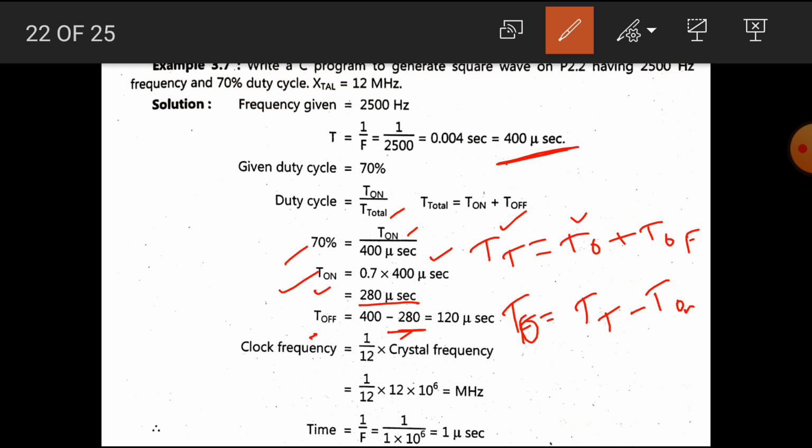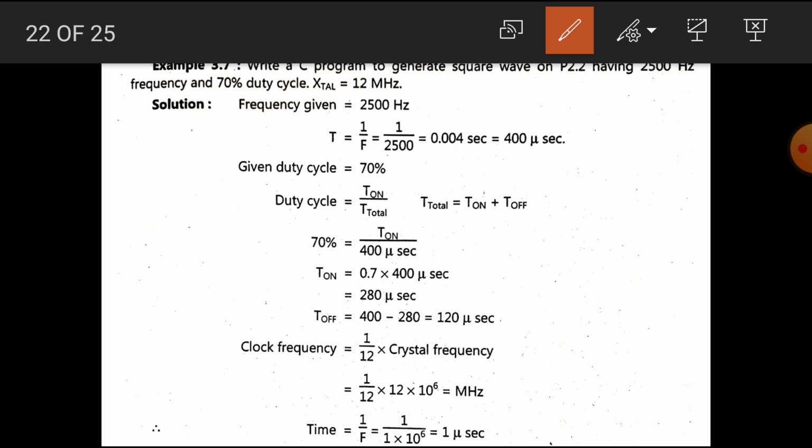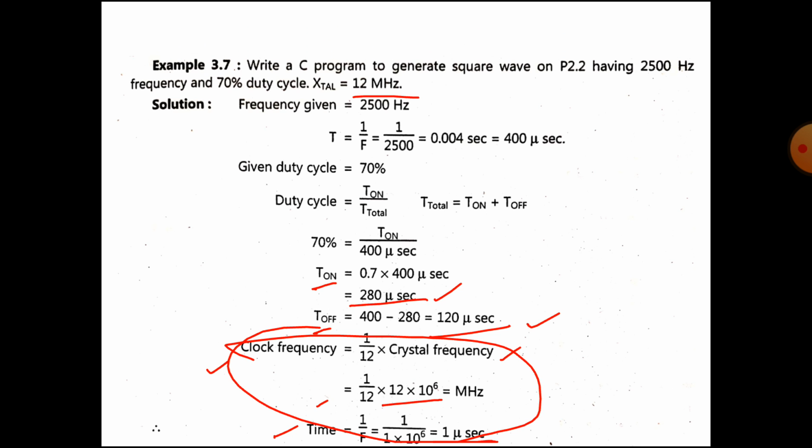I hope you all understand the calculations here. The value of T on is 280 microsecond and the value of T off is 120 microsecond. Hence we have to find the timer values for 280 and 120 separately. The clock frequency is 1 divided by 12 into crystal frequency, that means 1 divided by 12 into 12 megahertz, which is 12 into 10 raised to 6. This calculation gives us the period 1 microsecond, and this calculation is already done in the previous video.